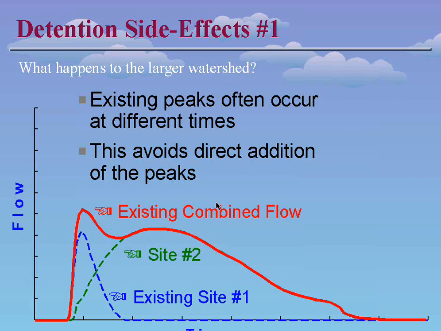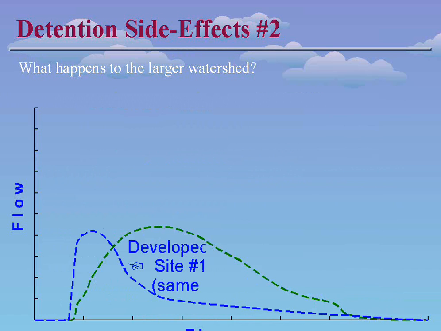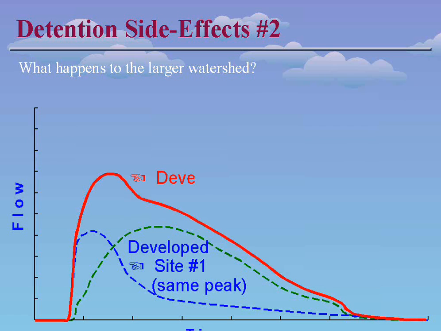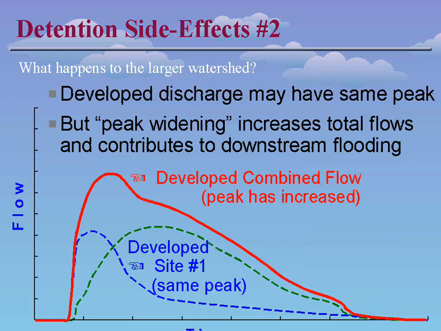That is quite common. Now, the difficulty comes if we develop site number 1 here and build a detention pond in order to maintain the same peak flow in the proposed condition, but then we combine it with other flows in the watershed, that combined flow can be considerably higher than it was in the pre-development case.